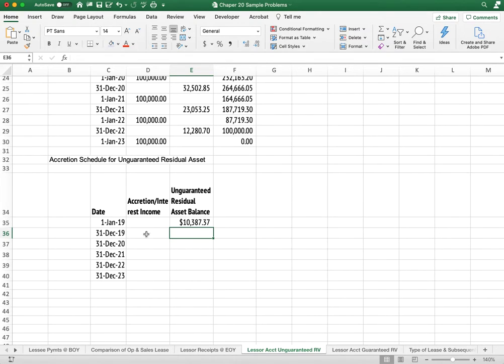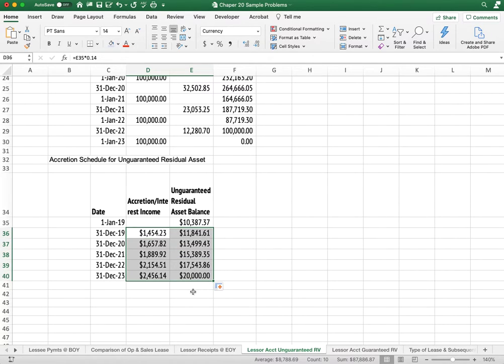Then, December 31st, 2019, we can multiply our previous balance times our 14% and add those together. And we can just drag this formula the whole way down. And we see at the end, we come to the $20,000 ending balance. So again, that table confirms that we did things correctly, because if this wasn't $20,000, then we would be concerned that there was a mistake in the calculation.